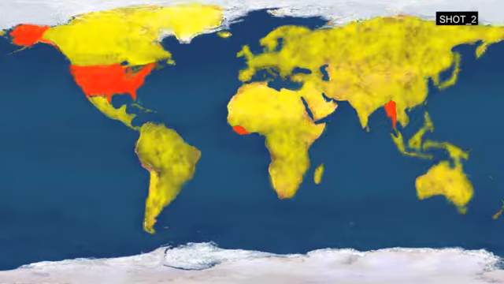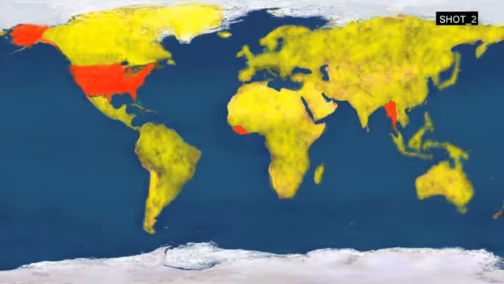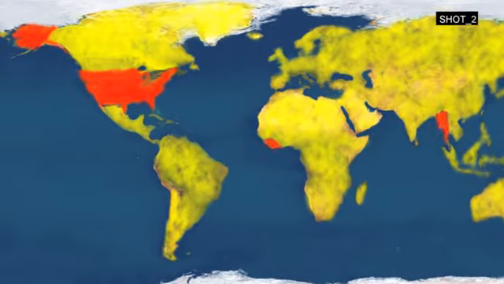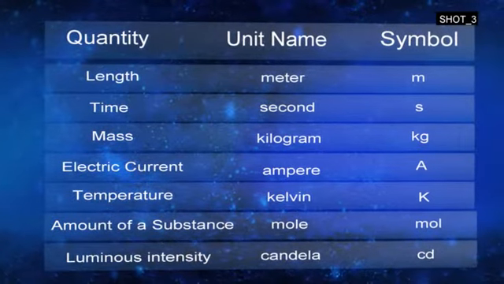Interestingly, this map shows the countries that use the SI system as their main system of measurement. As you can see, the United States is one of only a few countries that does not use the metric system. There are 7 SI base units.